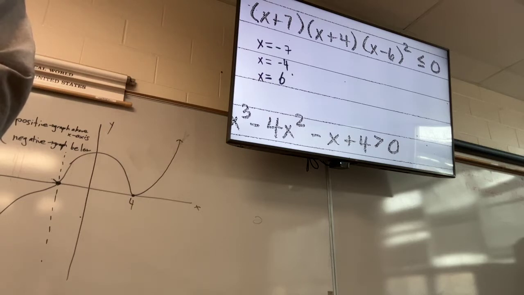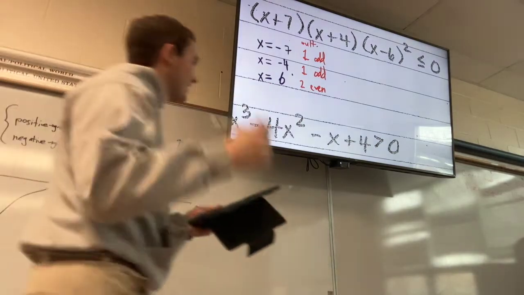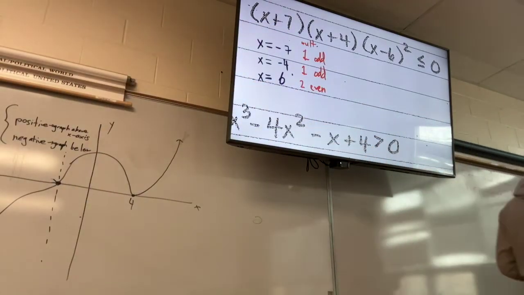What's the multiplicity? I'll do the multiplicity in red. For x equals -7, what's that? Yeah, it's odd. It's 1, which is odd. -4, 1, which is also an odd number. What about +6? 2, which is an even number.